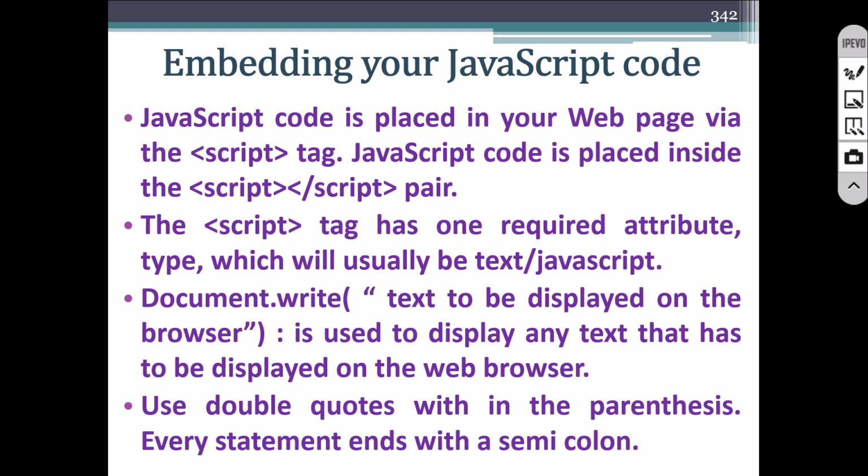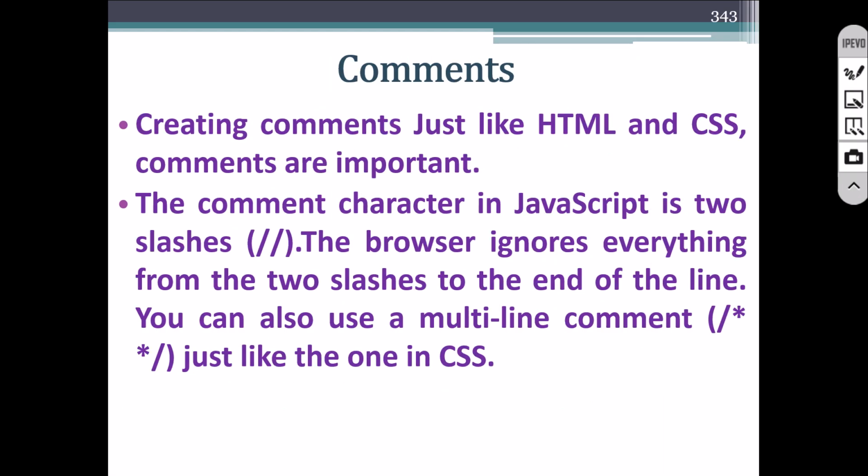Comments. So for comments in JavaScript, we use double forward slashes, and the browser actually ignores whatever you have put. So this is for a single line comment, but if you are using a multi-line comment, then we use a forward slash asterisk, and then you put whatever paragraph of comments, and then you end it with an asterisk and a forward slash.